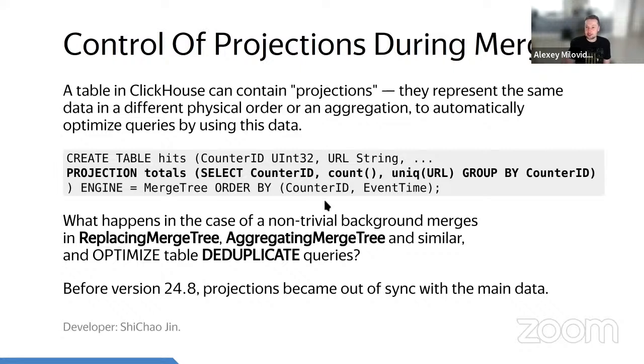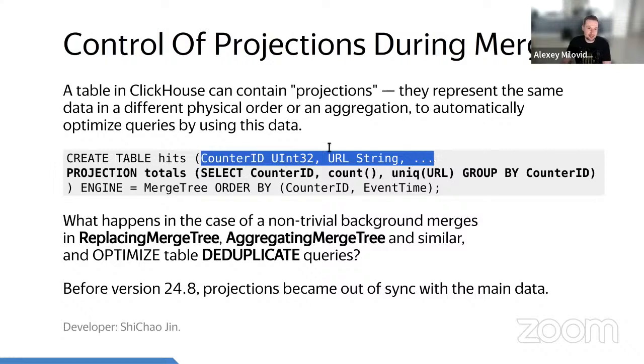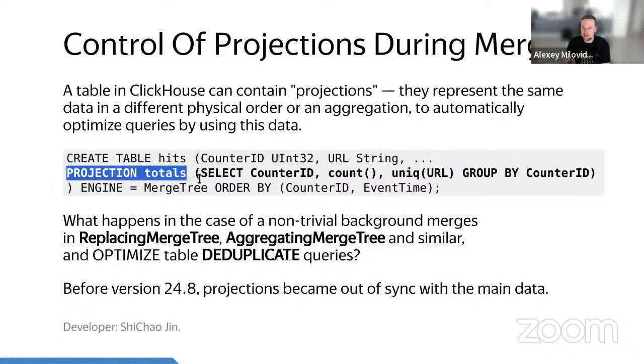Another new feature. We have a lot of new features. The ability to control the behavior of projections during merges. So let me remind you, in ClickHouse, there is a feature named projections. In any merge tree table, you can provide a usual structure, and also you can provide a projection that looks like another table embedded into the main table.